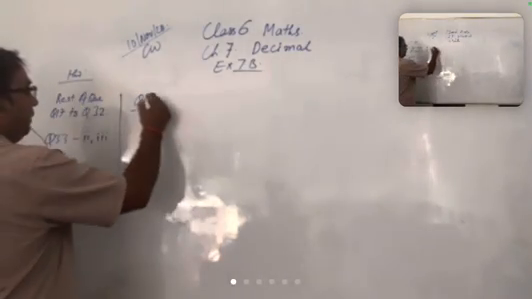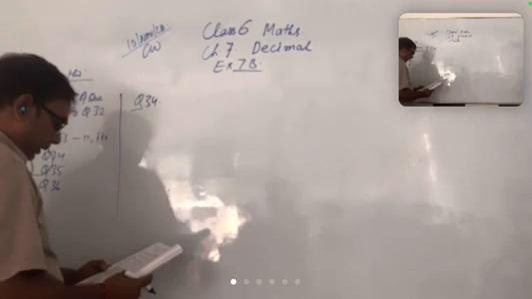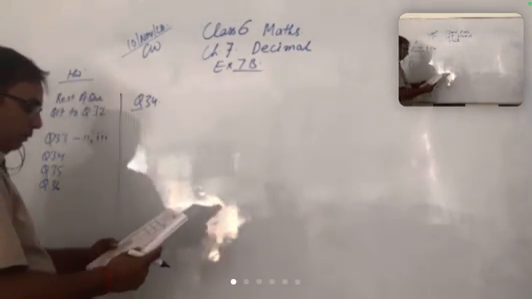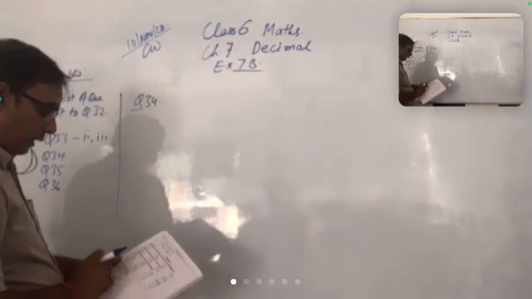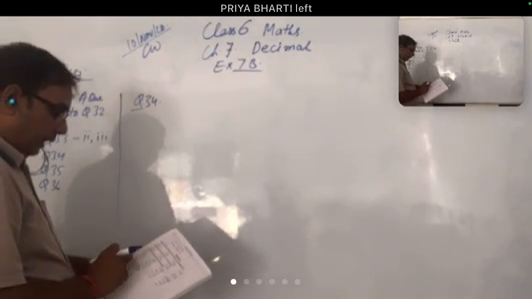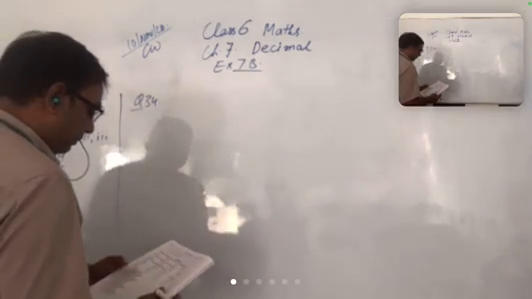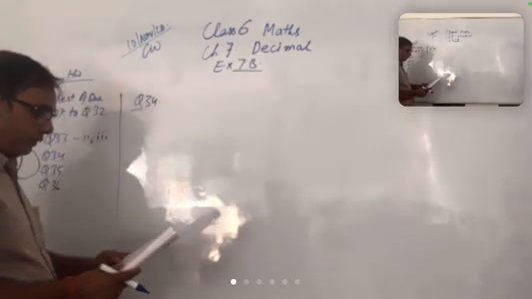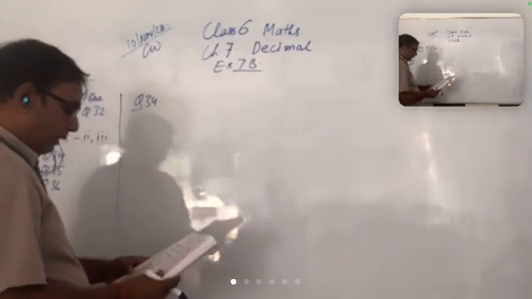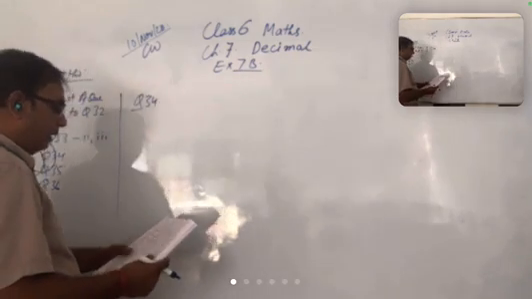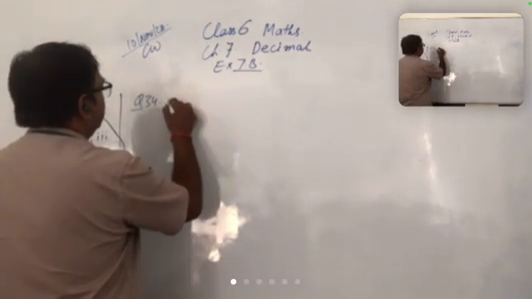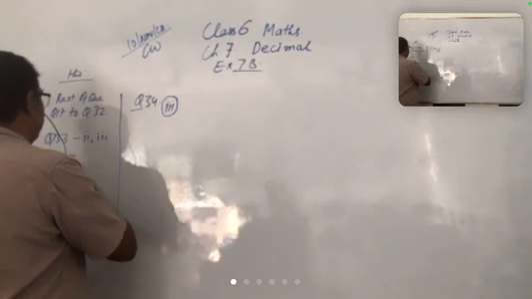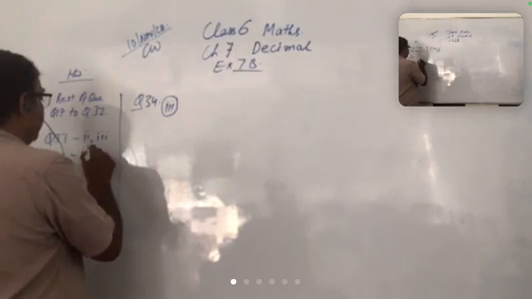Now question number 34. In this there are more points. You can see the first three parts are similar and the last three parts are similar. So I will solve the third part of question number 34. You can do the first and second on your own.